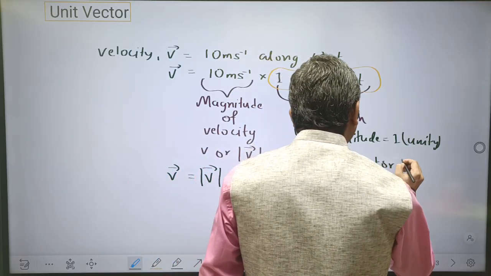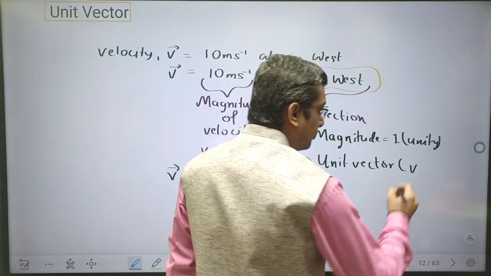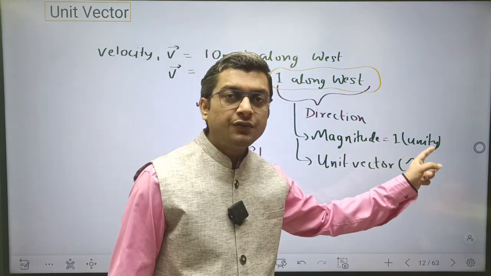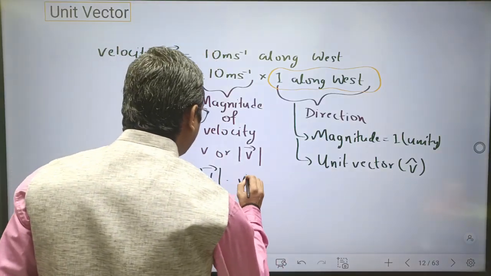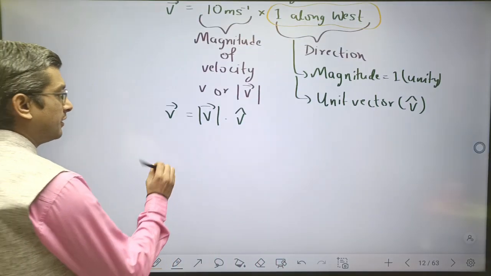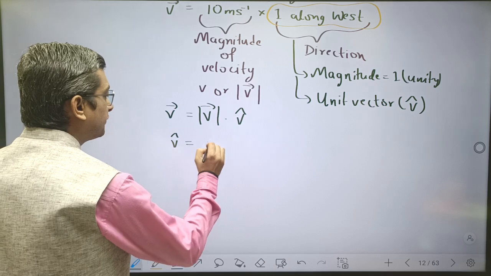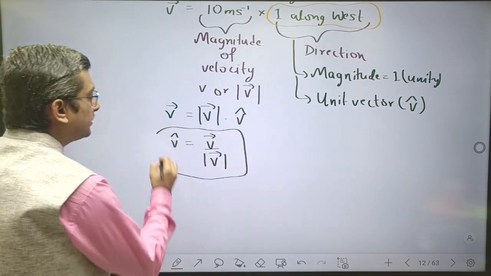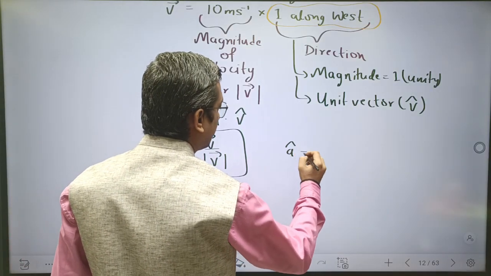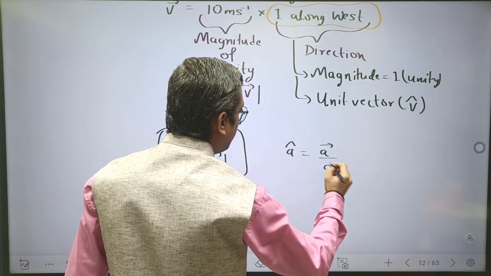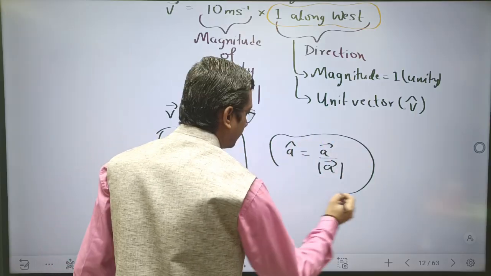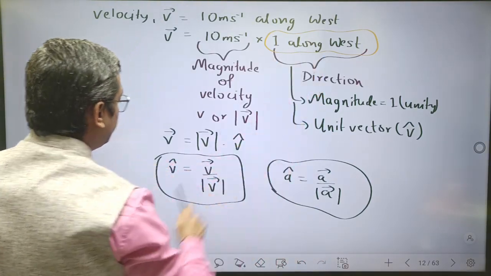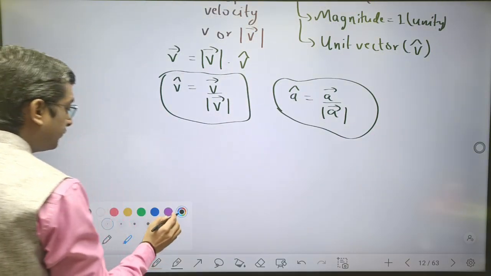A unit vector is represented by putting the symbol v and putting a cap over the v. So this is known as v cap. It is read as v cap. So this will be v multiplied by v cap. From here we get v cap is equal to v vector by magnitude of v vector. So for any vector A, if you wish to find the unit vector A cap, it will be given by A vector by the magnitude of the same vector, isn't it? So what are the features of the unit vector? Let us understand it carefully.